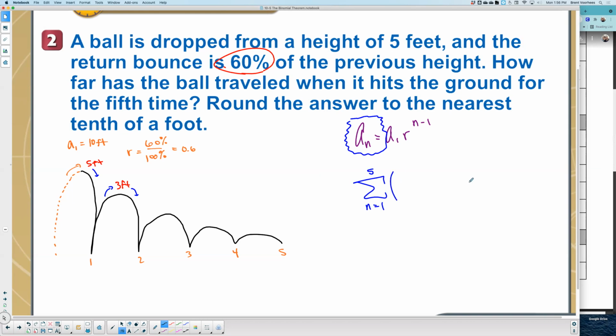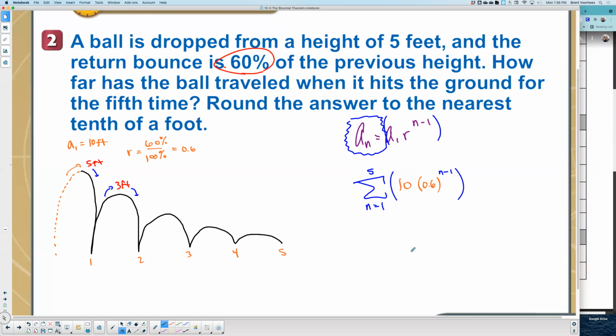What is A1? I'm going to put parentheses around the rest of this, right there to there. What is our A1? We decided that's going to be 10 feet. That was 10. What was our ratio? 0.6. And that'll be raised to the power of n minus 1. Do I need to put a 5 for this n? No, that's where the calculator will plug in the sigmas.